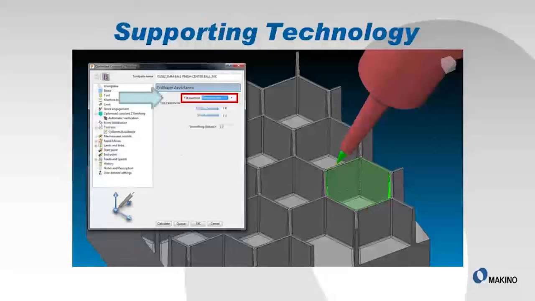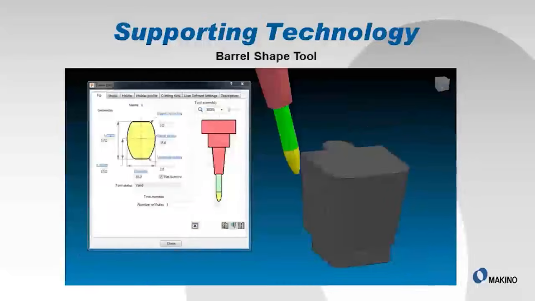CAM systems have also evolved in regards to supporting the new tooling technologies that I spoke of previously, the multi-flute end mills and the barrel-shaped tools. Most CAM systems now have a dialog box to program or put the values in for the barrel-shaped tools with the smaller radiuses at the tip and the larger radiuses on the outside.